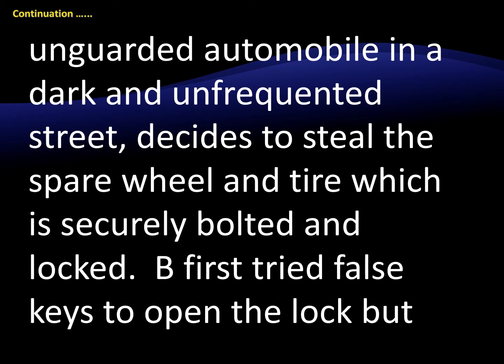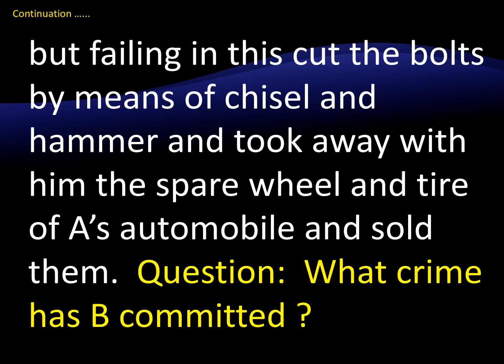He first tried false keys to open the lock, but failing in this, cut the bolts by means of chisel and hammer, and took away with him the spare wheel and tire of the automobile and sold them. Question: what crime must be committed? The knee-jerk reaction here is that since there was violence as a result of cutting the bolts by means of chisel and hammer, then this is robbery. But let's find out how Estrellado answered it, and let's see whether our hypothesis is correct or not.